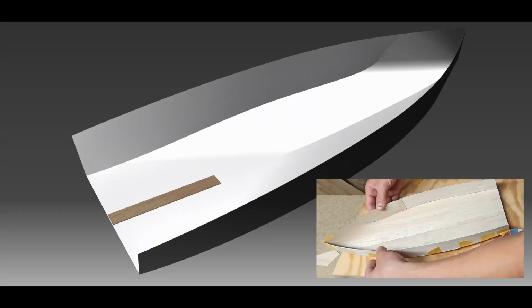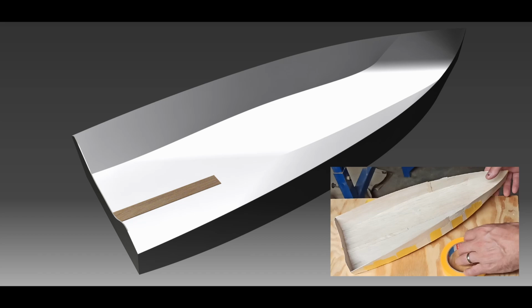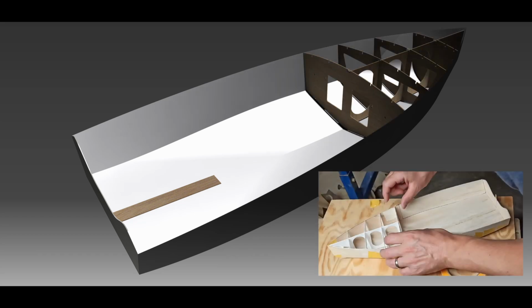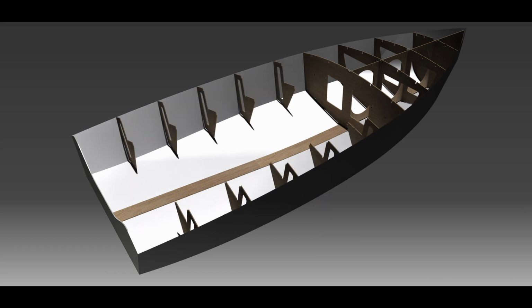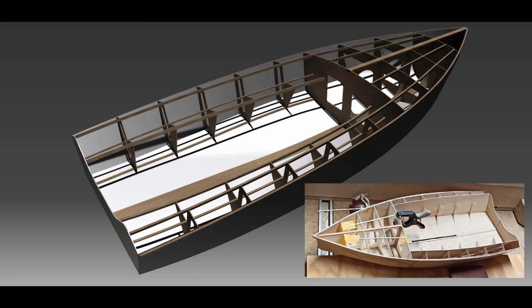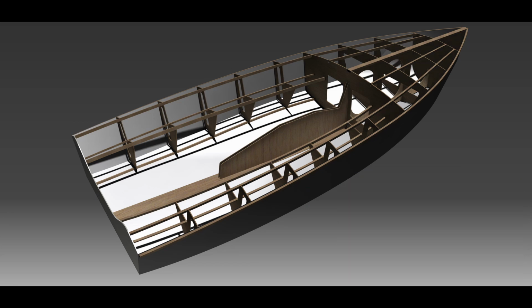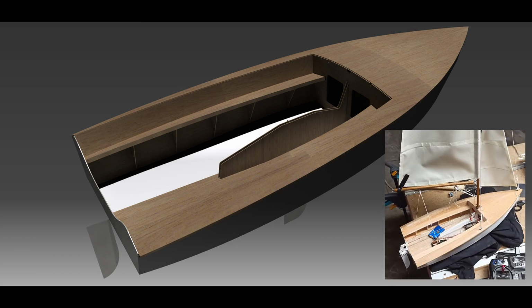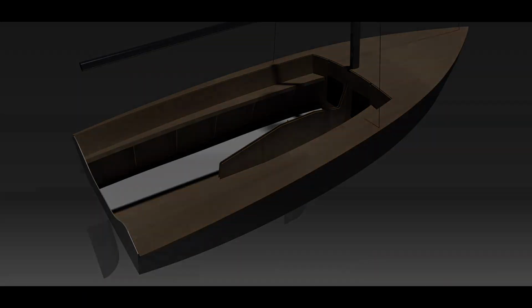After that, the hull should be looking like this. As a next step, the transom is being installed. Once this is done and all fillets are finished, the bulkheads, the stringers and beams can be installed. After that, the dagger board case, the side benches and the deck can be glued onto these parts. And last, the rig, the rudder and all the fittings need to be installed.